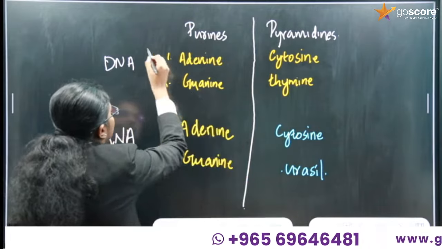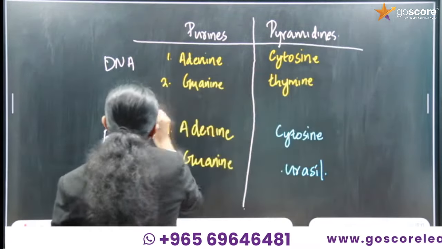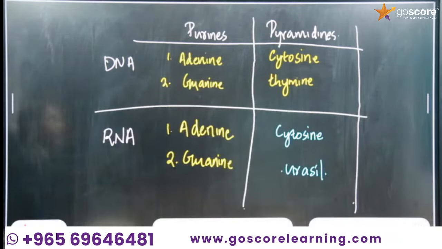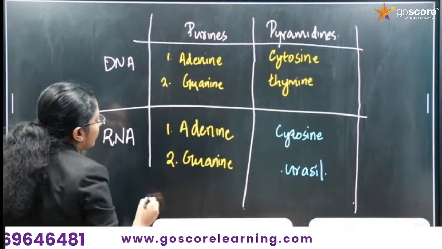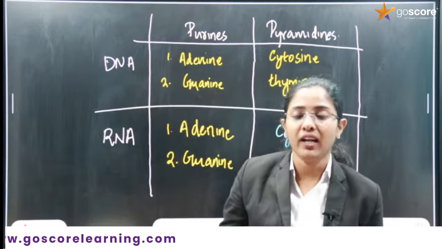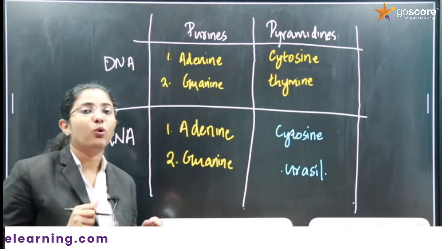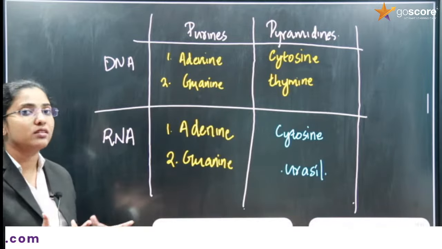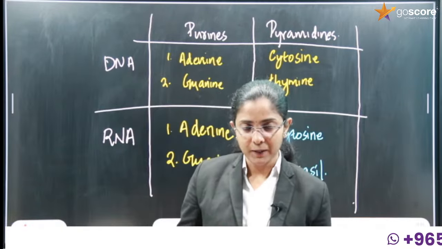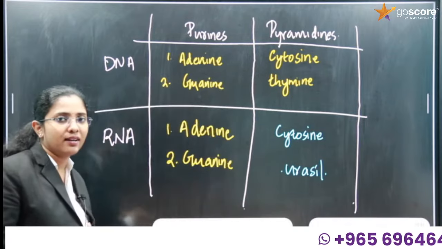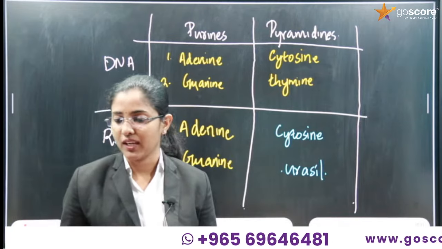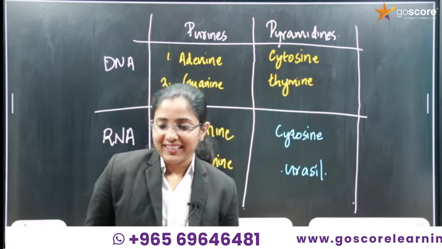If you are thorough with it, then it is easy to make notes on this and easy to score in your exams. So take a note on this and study this. These are the different nitrogen bases present in DNA. Is it clear? If it is clear, then you can give me some thumbs. Okay, I'm not getting any thumbs.